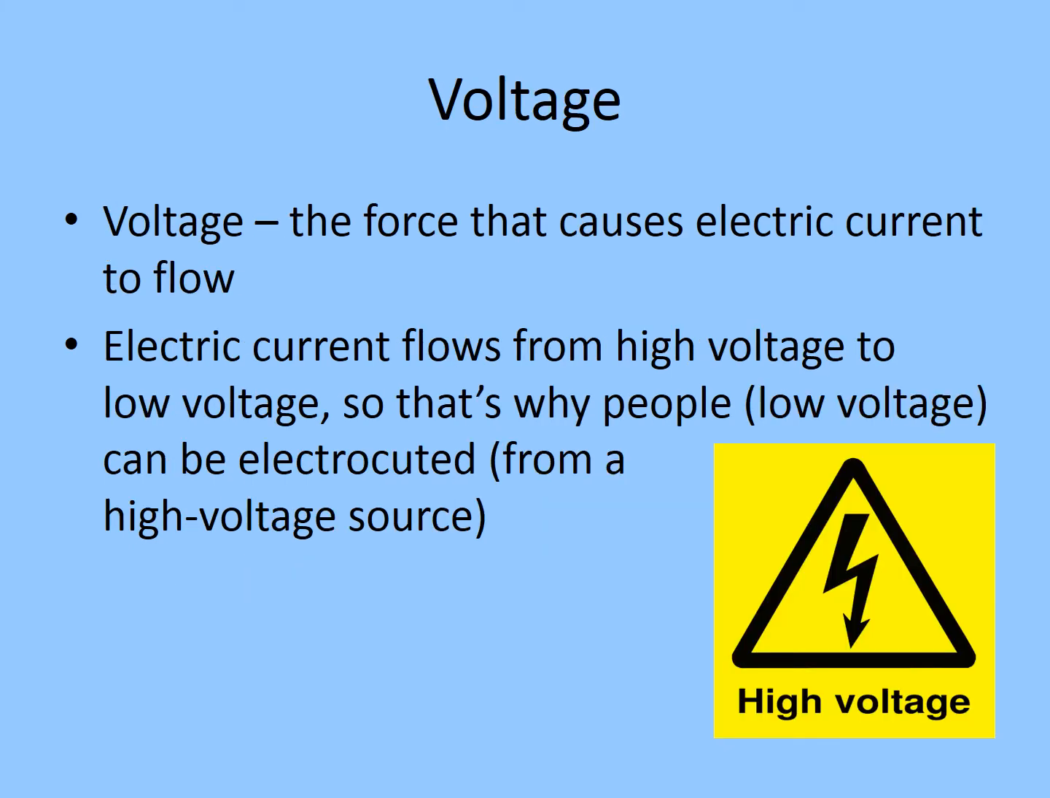The force behind electric current is called voltage. Now, electric current always flows from high voltage to low voltage, which is why you're supposed to be really careful if you see something like a downed power line, because it's a source of a lot of voltage. You do not have voltage, and so that electricity, if you touch it, will flow directly into you.